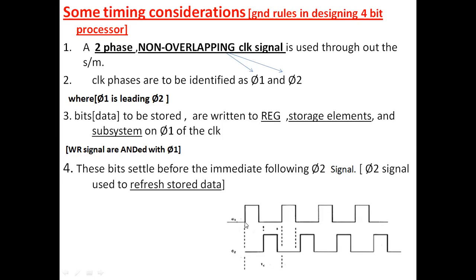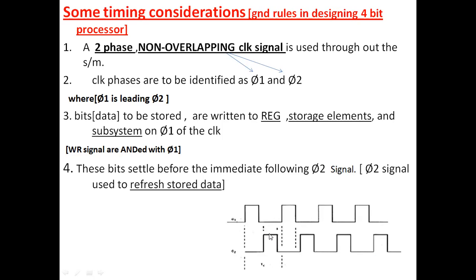Okay, that means what? Suppose if the phi1 clock is high, then the phi2 clock will be low, and if the phi1 clock is low, then the phi2 clock will be high. So at no time can you expect the same values for both phi1 and phi2, as you can see here. At this moment, the phi1 clock is high, and what is the condition of phi2? Phi2 is low here. And at this instant of time, the phi1 clock is low, and here the phi2 clock is high.